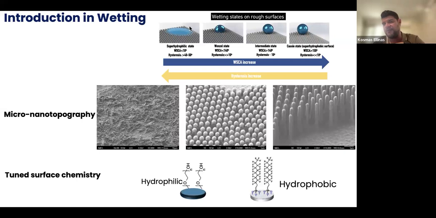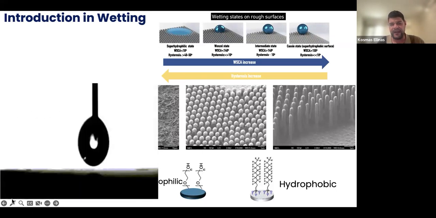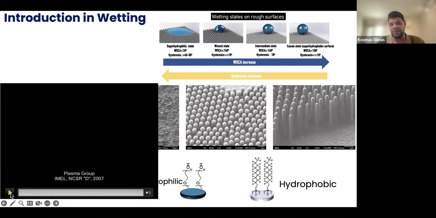Whereas on the other hand, if I want to go to this state, to the super hydrophobic one, I will need a low surface energy material, a hydrophobic material like this one. So if I use a micro nano topography and a hydrophilic material, I will take something like this. So easily the water will be absorbed on the surface.